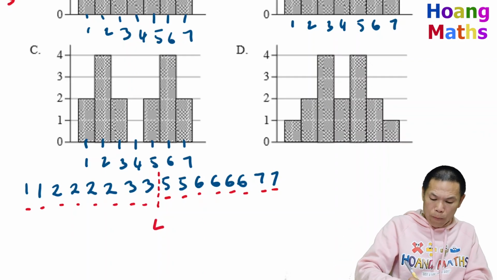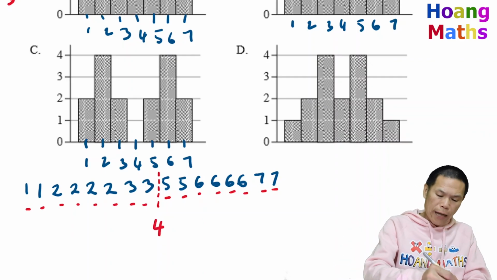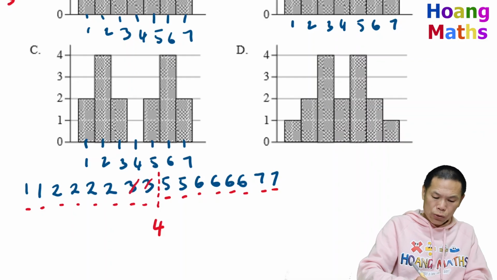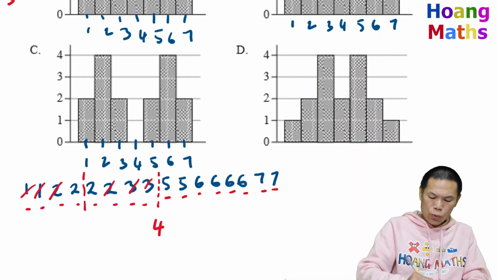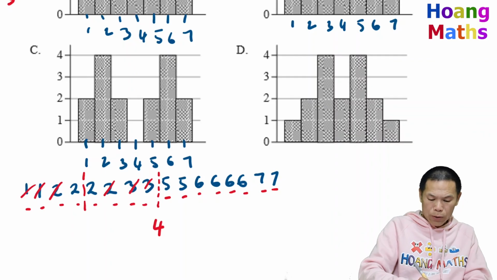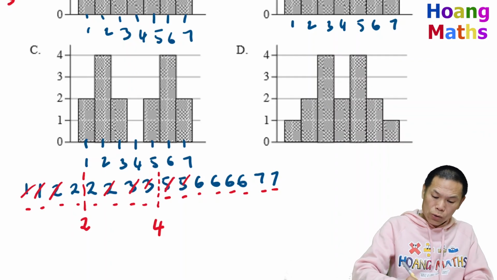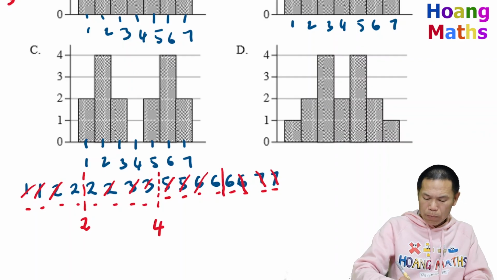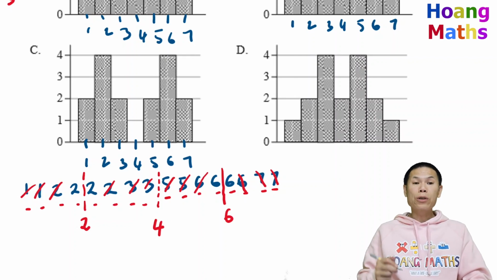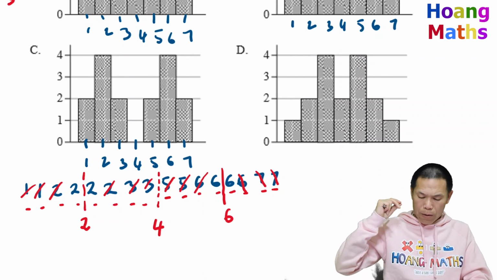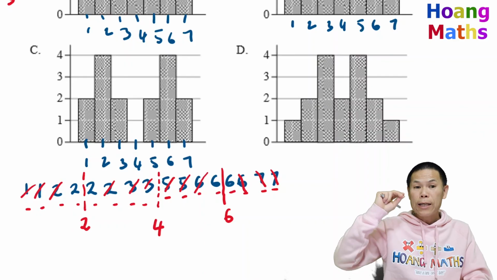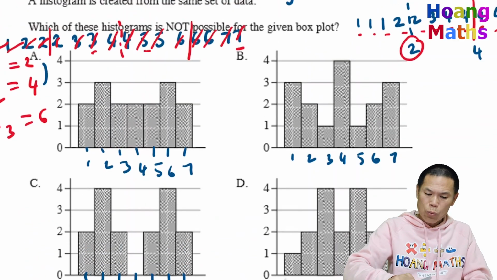So that means 4. And the lower quartile is 1, 2, 3, 1, 2, 3. So between 2 and 2, the lower quartile is 2. For the upper quartile, we have 1, 2, 3, 1, 2, 3. So halfway, the upper quartile is 6. So there you go. To work out the maximum minus upper quartile, 7 minus 6 is 1.